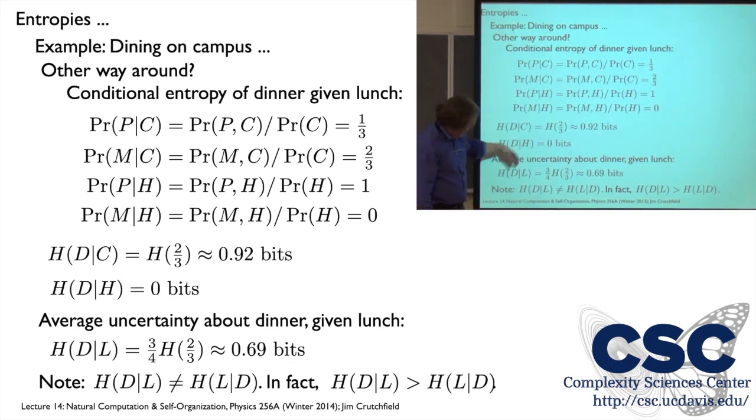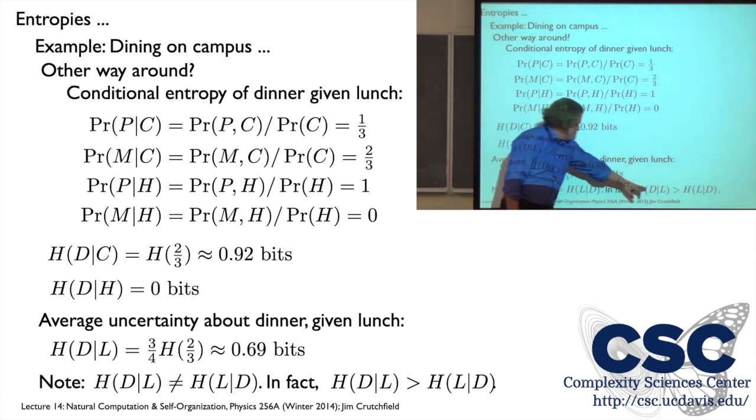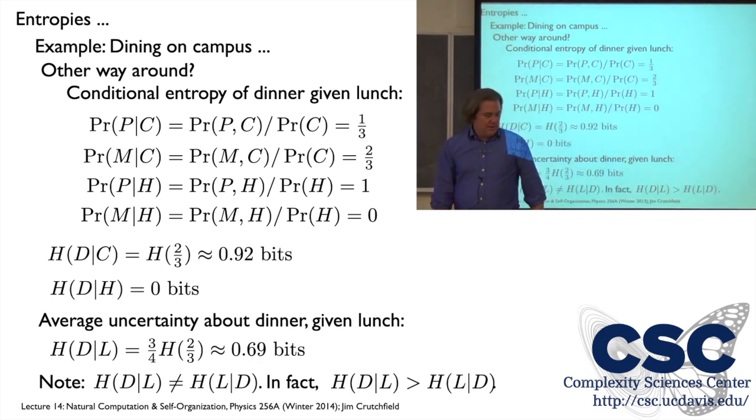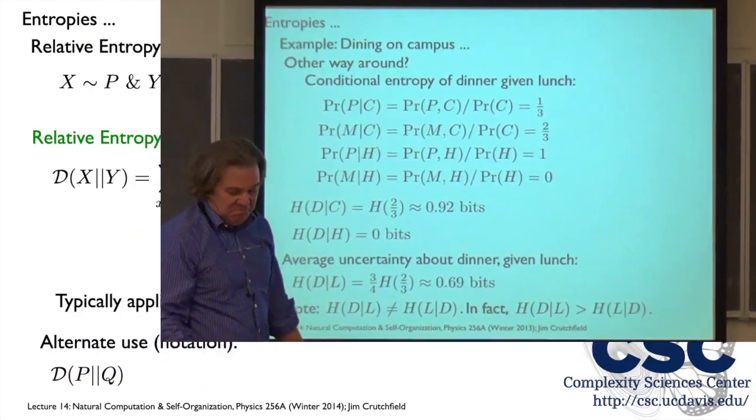So we calculate the average conditional uncertainty in dinner given lunch, and that's about 0.7 bits. If you remember the previous calculation, this uncertainty in dinner given lunch is not the same thing as lunch given dinner. In fact, this is a bit higher. The uncertainty in dinner given lunch is a bit higher. Maybe that indicates that there was some temporal causality in this.